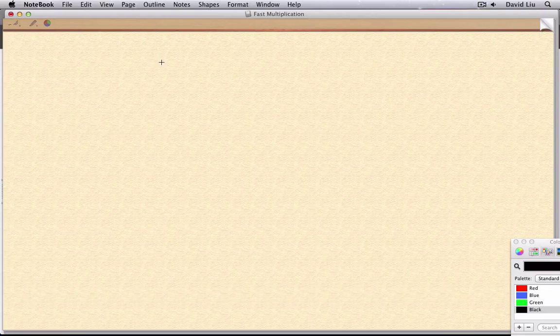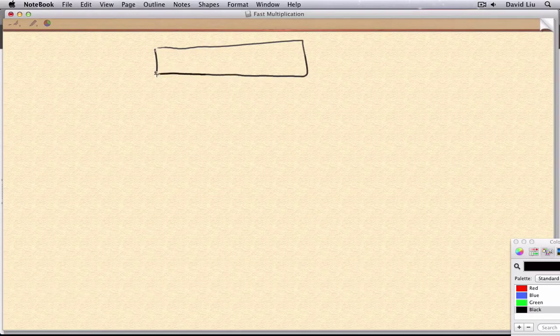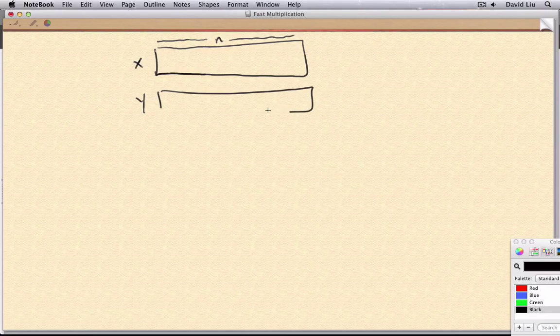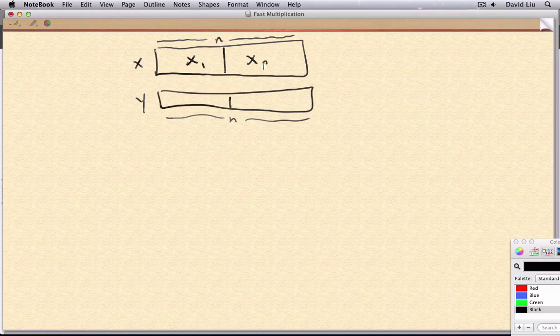So what's the idea? Here's your x, n digits long. Here's your y, n digits long. We're going to divide and conquer. So split up x and y into two parts so that these components, x1, x2, y1, and y2, each have a length of n over 2.